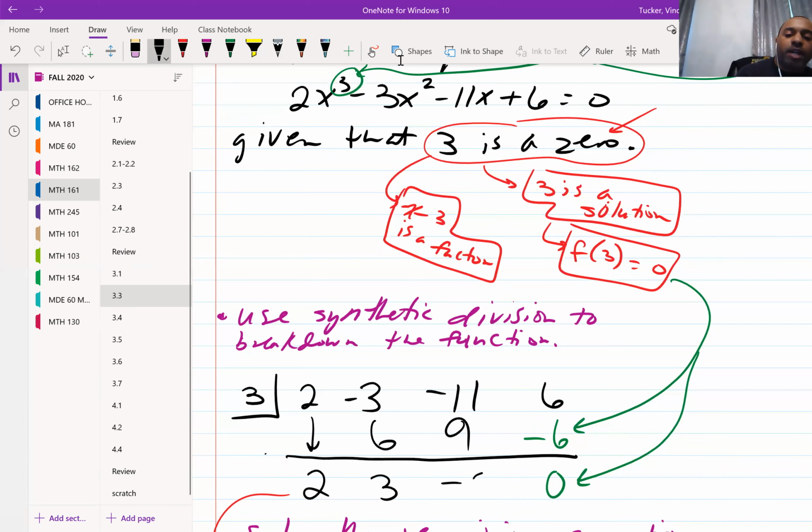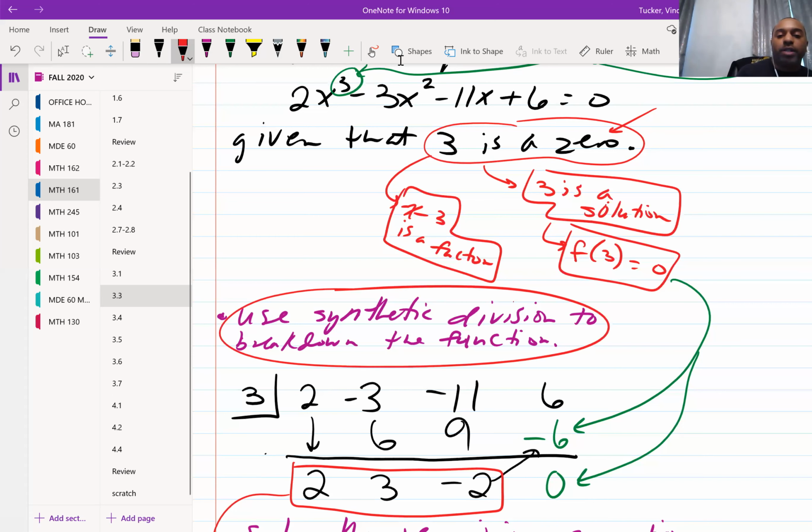Add those together, you get -2. And 3 times -2 is the -6 that we needed to get 0 as our remainder. All right. So like I said right here, we're just using synthetic division to break down the function.